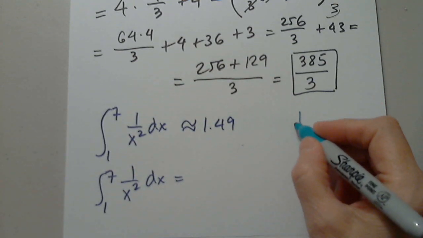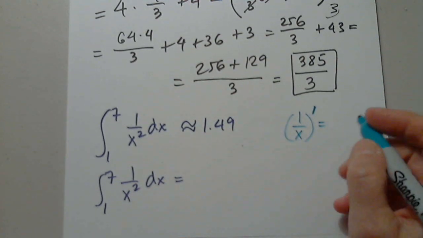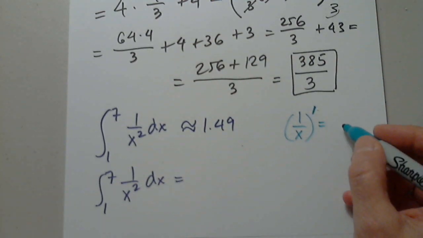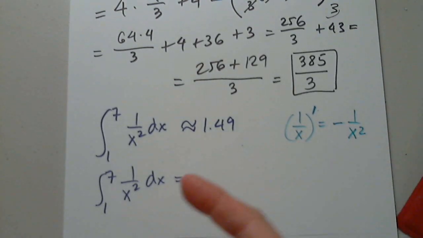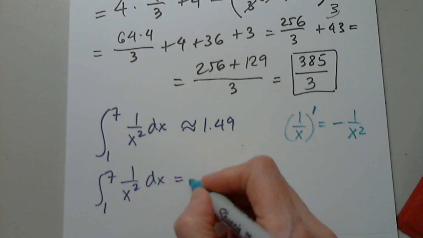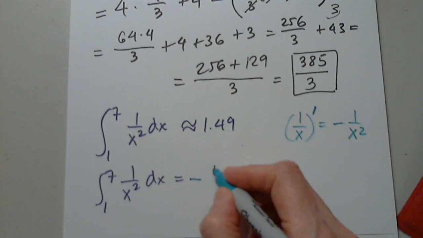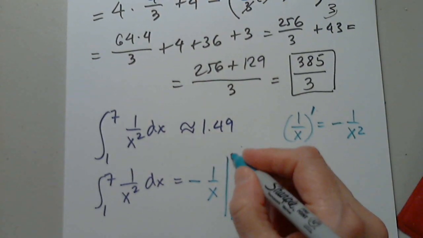Please remember, a long time ago we talked about this. Anyone remember how much is 1 over x prime? It's a very important rule. Negative 1 over x squared. Excellent. So when I integrate positive 1 over x squared, the answer will be this with a minus. And now from 1 to 7.